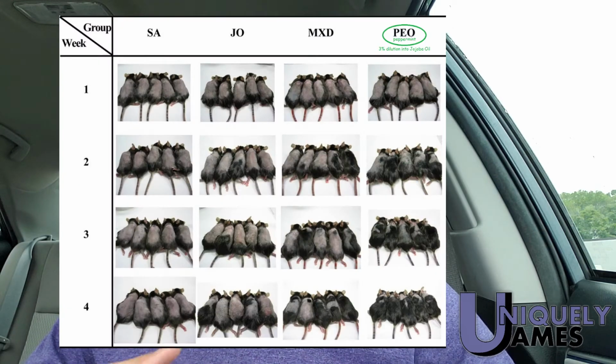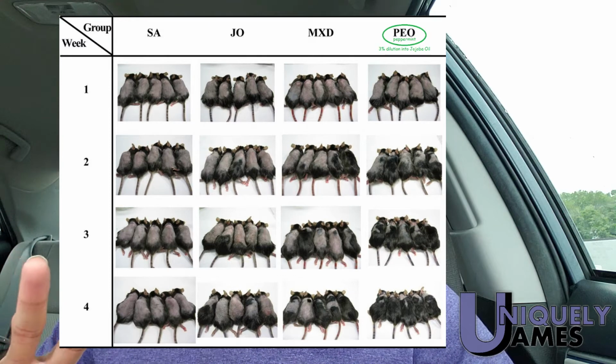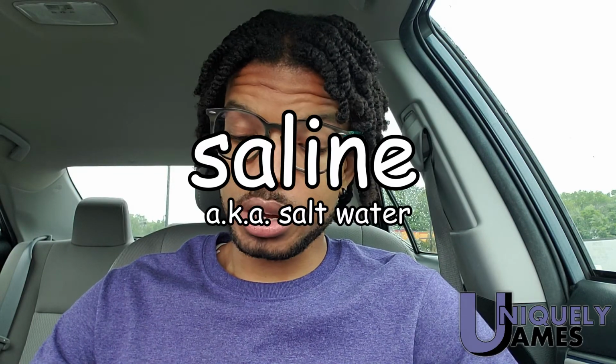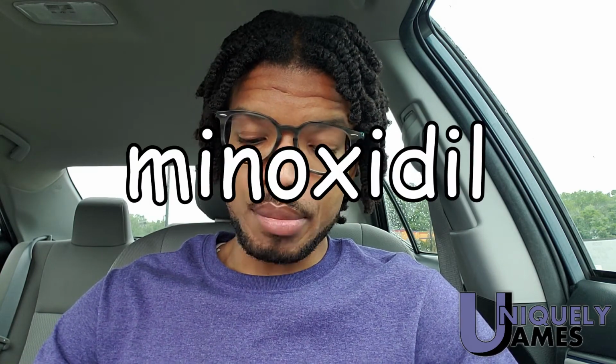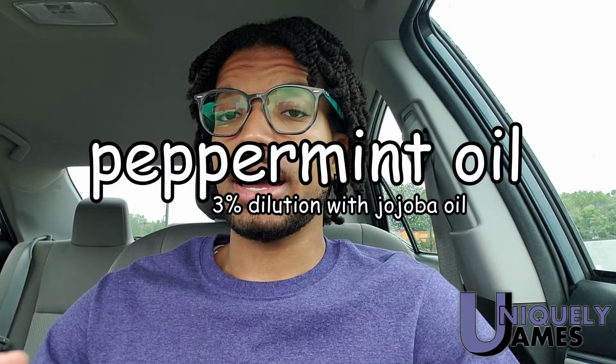So in order for this peppermint oil hair growth study to be conducted, lab rats were utilized and divided into 4 different groups based on 4 different types of applications that would be used on their skin. Those 4 types of applications were saline, which is pretty much salt water, jojoba oil, minoxidil, if I'm saying that right, and then peppermint oil at a 3% dilution.